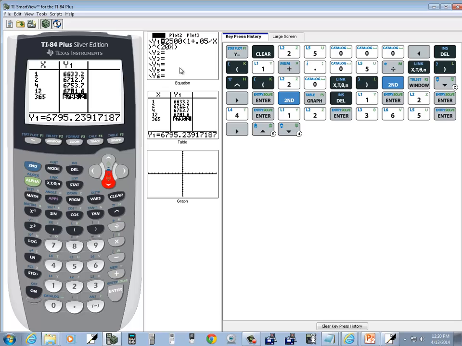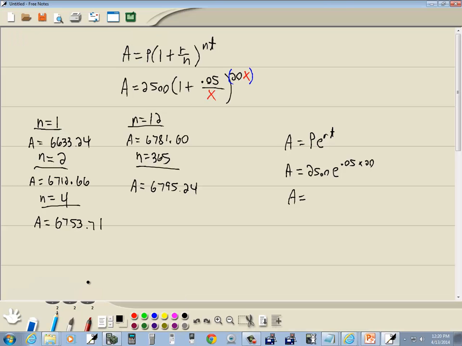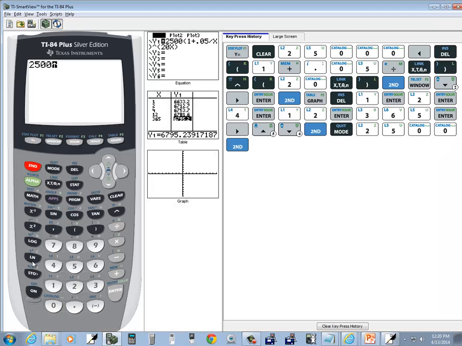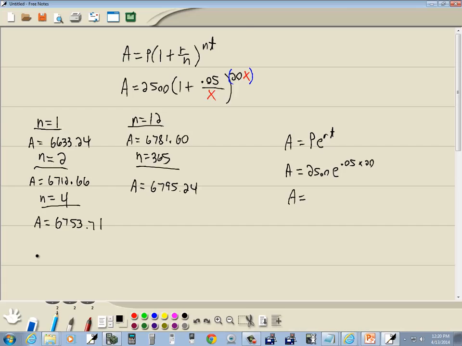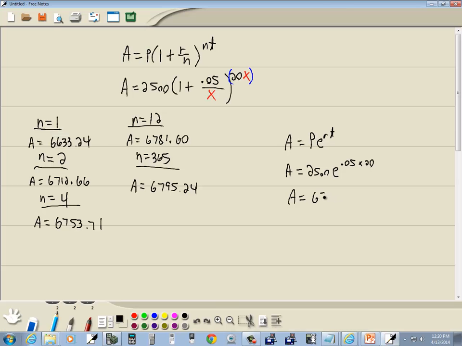So let's plug that in the calculator. I'll exit out of table, second mode, 2500, E, so I do second natural log, 0.05 times 20. You do not want to put any extra parentheses in your exponents here. Just type it in exactly as you see me do it, and then press enter. And that gives us 6795.70. And those would be our answers.